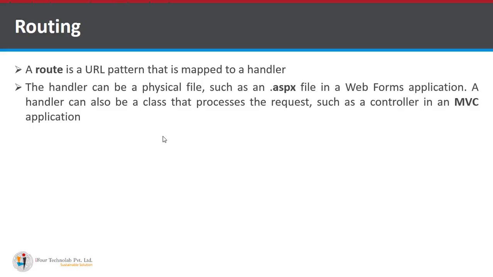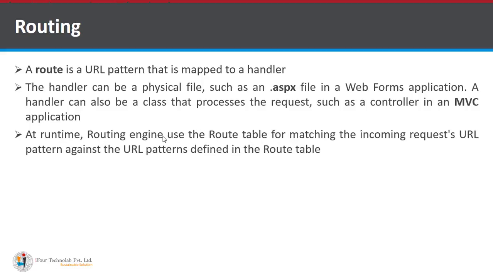I will show the example of routing in our example. At runtime, the routing engine uses the route table for matching the incoming request URL pattern against the URL pattern defined in the route table. So whenever you write your URL in your web browser, then on the basis of routing, it will act.